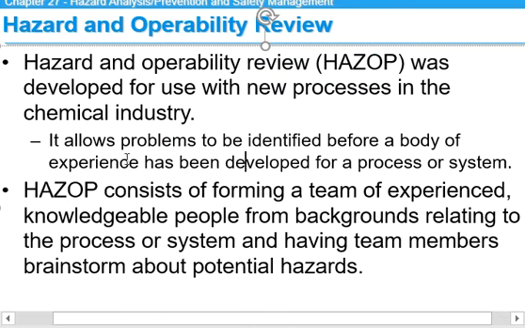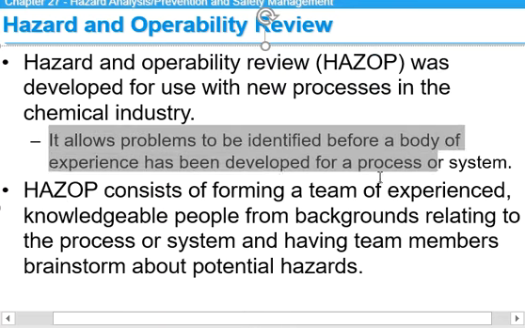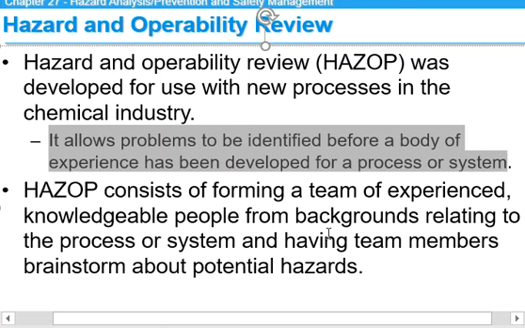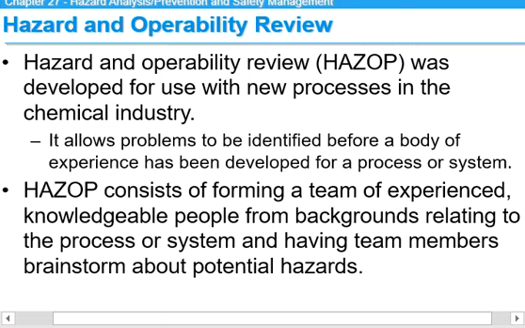Okay, so it allows problems to be identified before a body of experience has been developed for a process or system. Can you think of any limitation of this analysis? So the idea of this method or analysis, okay, I go over the process before I start, let's say, my production.